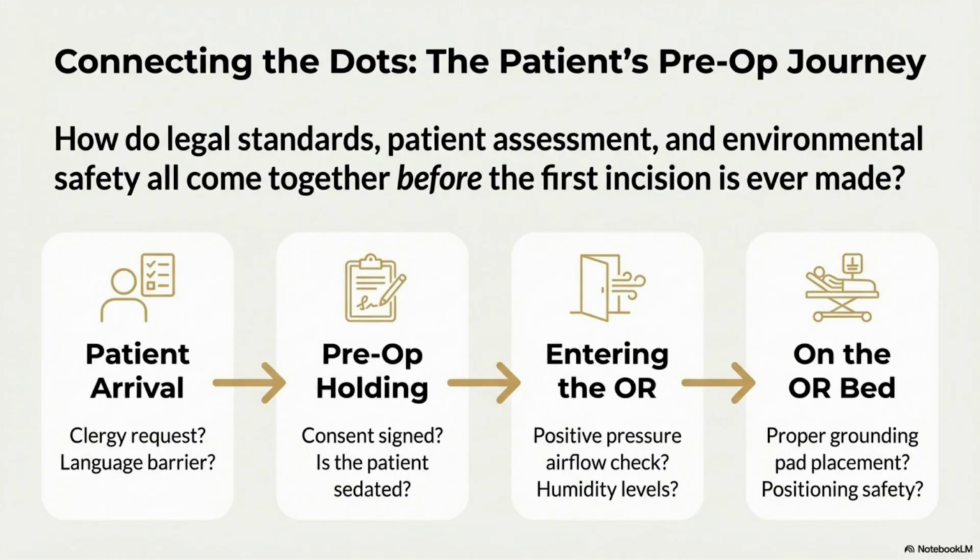Now, once on the operating room bed, positioning safety becomes critical. Is proper grounding pad placement ensured? Are pressure points protected? Is alignment maintained? Here we see the intersection of safety, anatomy, and professional responsibility. Notice how no single pillar stands alone. Legal standards, environmental safety, asepsis, patient-centered care, they are layered.